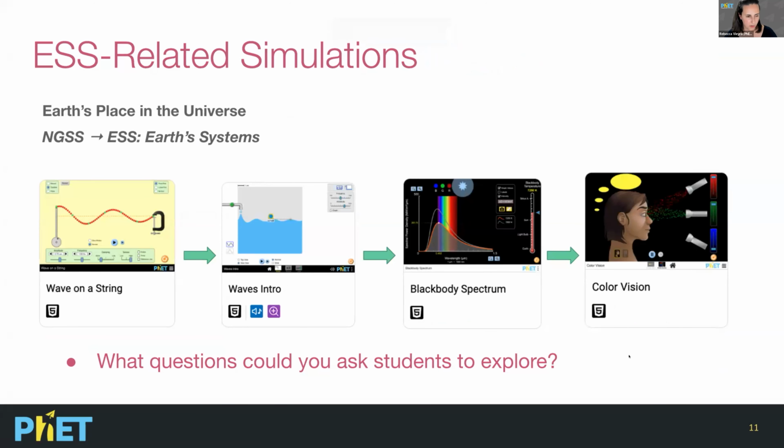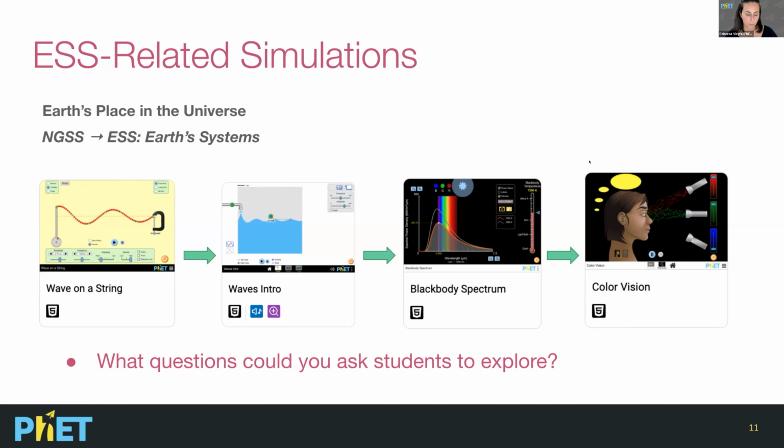Another trajectory here, I won't go into these simulations because I want to give you all time to explore the PhET simulations yourself, but Earth's place in the universe, there's a few things that I think could be connected. Understanding the fundamentals of waves, the electromagnetic spectrum can start with looking at waves on a string or waves on a slinky. Getting even more complex, starting to look at things like interference and diffraction. And once students have that really deep understanding of light as an electromagnetic wave, looking at things like black body spectrum. You can get Wien's law from this, taking a look at frequency of light and intensity, colors of stars.